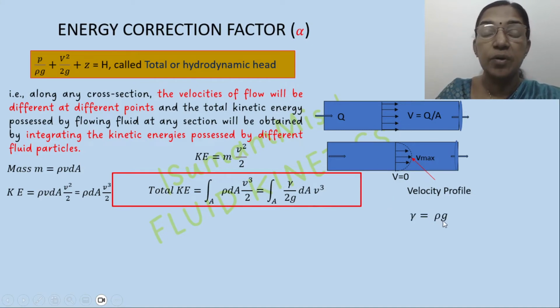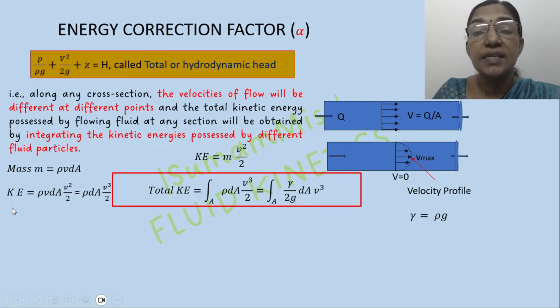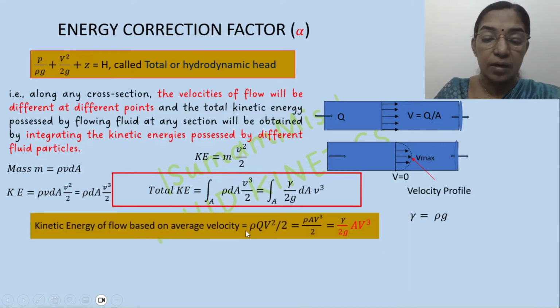So gamma is equal to rho g, or rho is replaced here by gamma by g. But if you are calculating the kinetic energy based on the average velocity, the expression is mass into V square by 2. Rho into Q represents the mass of the flowing fluid, into V square by 2, whereas Q, the discharge, is equal to A into V. If we replace Q by AV, then this expression equals rho into AV cube by 2, or gamma by 2g into AV cube.